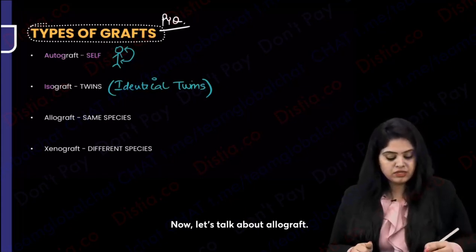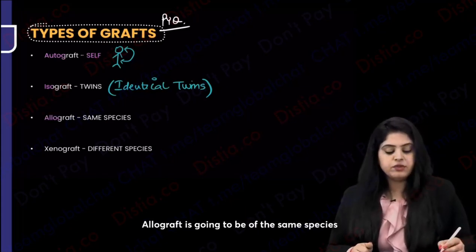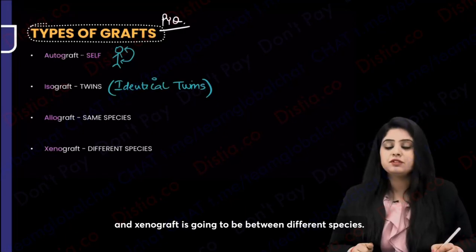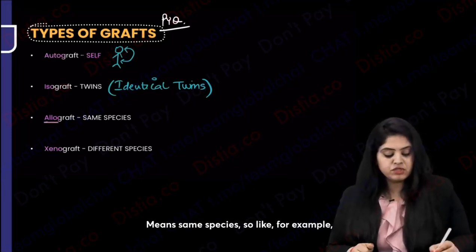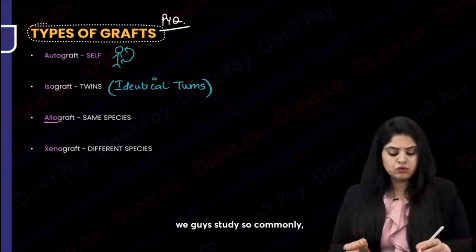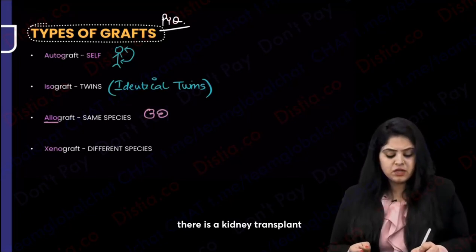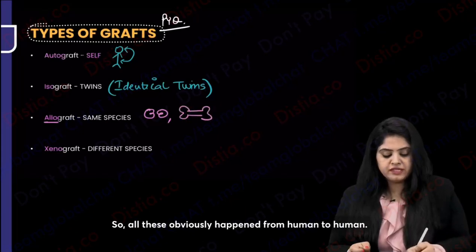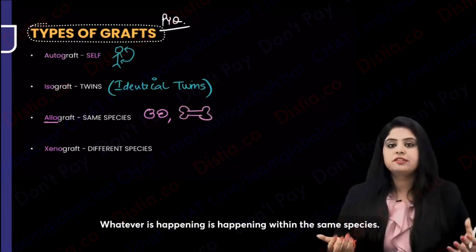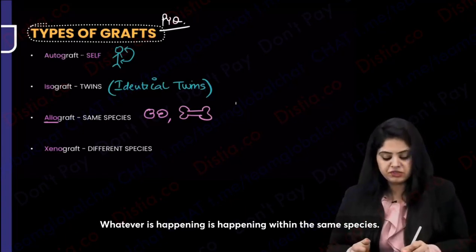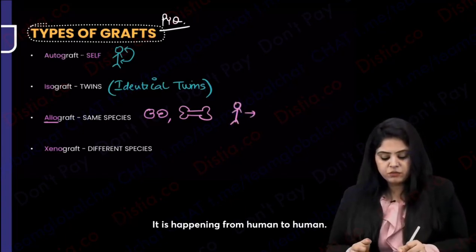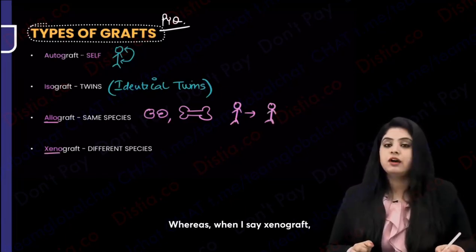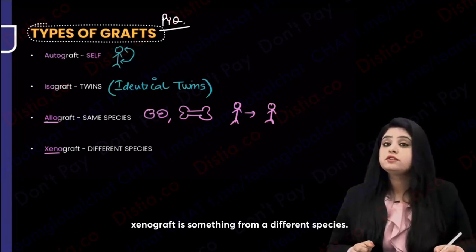Now let's talk about allograft. Allograft is going to be of the same species, and xenograft is going to be between different species. So for example, we commonly study kidney transplant, or we talk about a bone marrow transplant. All these obviously happen from human to human, whatever is happening within the same species. It is happening from human to human, that is allograft. Whereas xenograft is something from a different species.